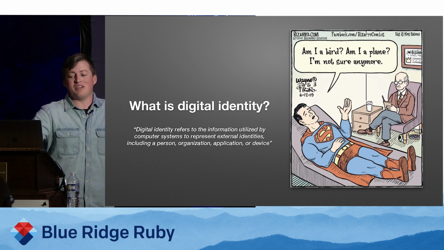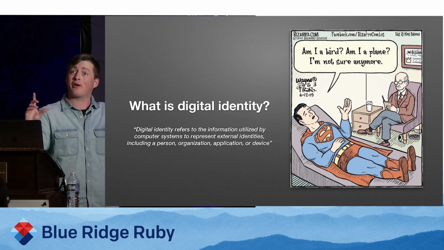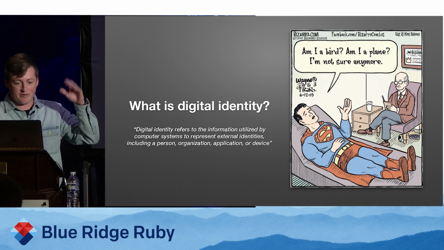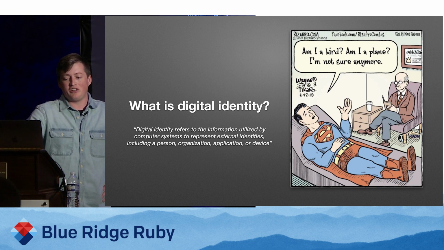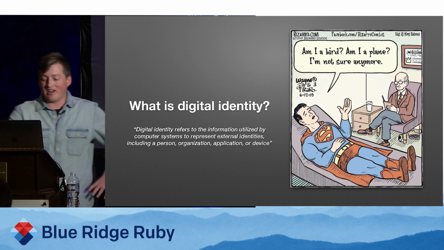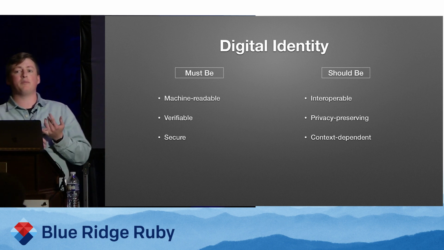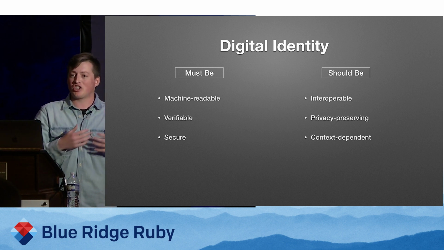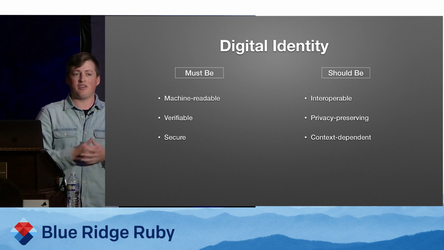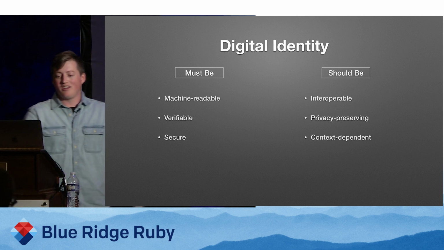So what is it? What do we mean by digital identity? I'll be honest, I pulled this directly out of that first paragraph of Wikipedia for digital identity, and it'll serve as a fine starting place as we expand the definition. Digital identity refers to information utilized by computer systems to represent external identities like people, organizations, apps, and devices. Digital identity systems often need to be machine readable, meaning that the digital identity attributes that we provide to these software systems need to be readable and parsable by software. They need to have some sort of endpoint you can reach out to verify their authenticity. And they need to be secure.